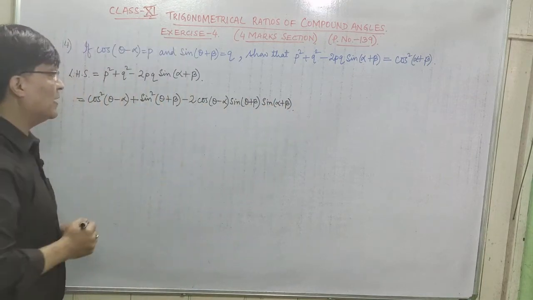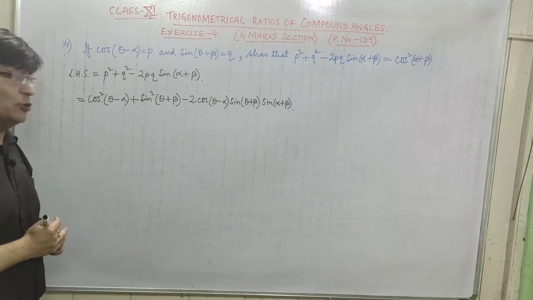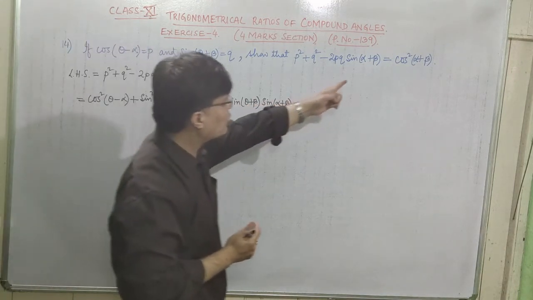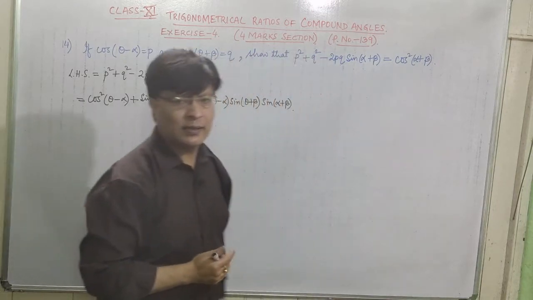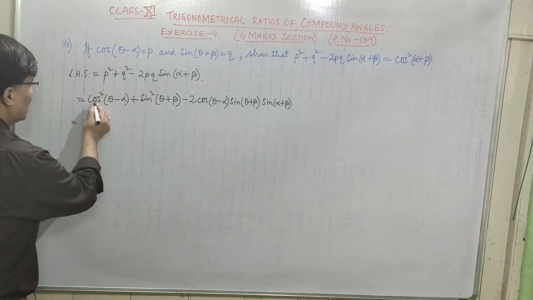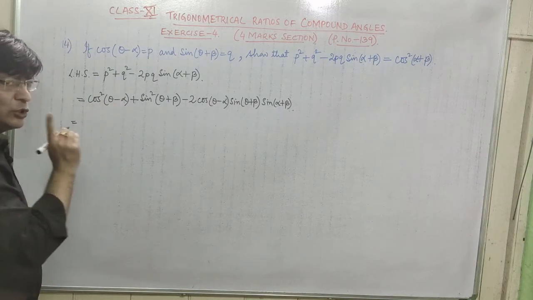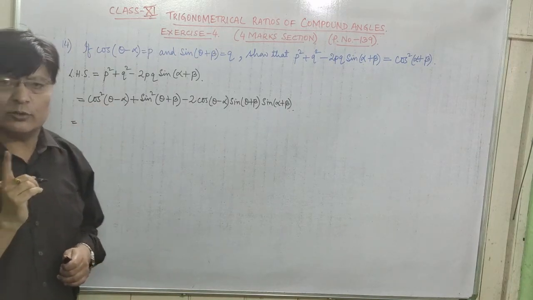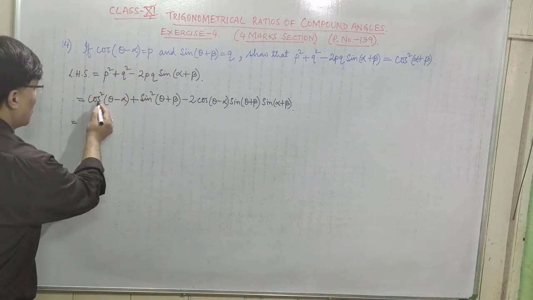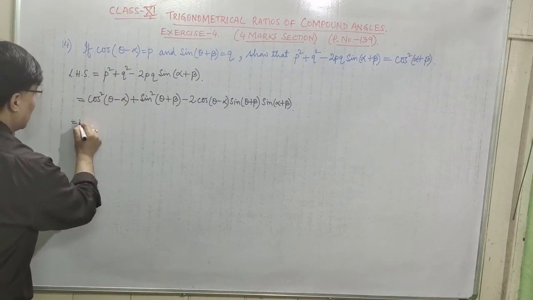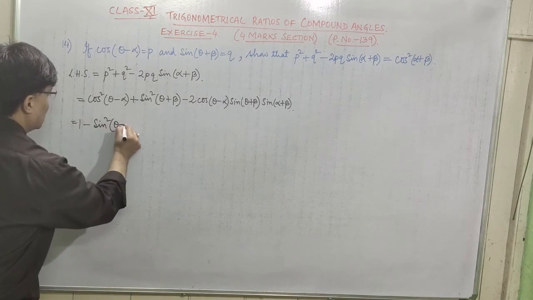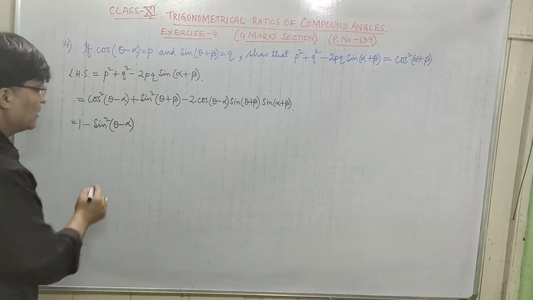So we are just putting the values of P as well as Q. Okay. So now let us simplify it in order to prove this cos square alpha plus beta. Let us convert it into sine. You know cos square theta is equal to 1 minus sine square theta. So let us convert this cos into sine by writing 1 minus sine square. What is theta here? It is theta minus alpha.